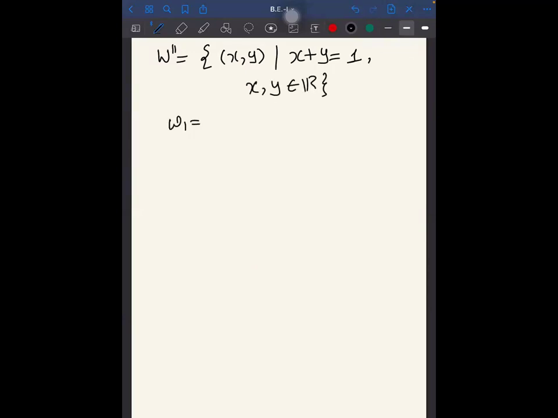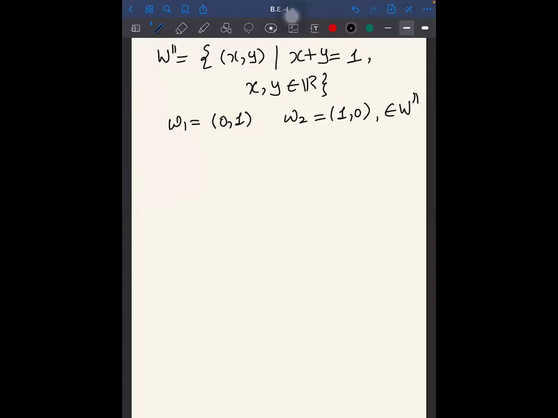Take W1 which is equal to (0, 1) and take another element W2 which is equal to (1, 0). Do they both belong to the W double dash or not? Yes, sir. Why is it so? Because for W1, 0 plus 1 is equal to 1, which satisfies the condition, and they both are real. If you take the sum of the abscissa and the ordinate, it will come out to be 1.